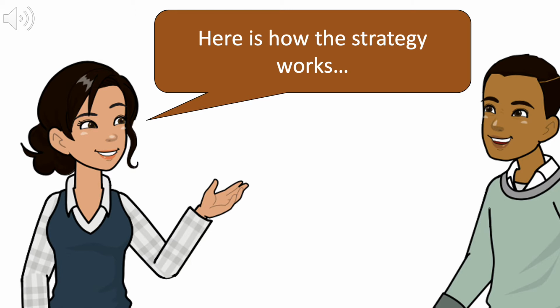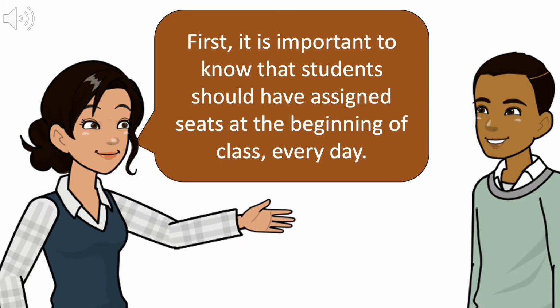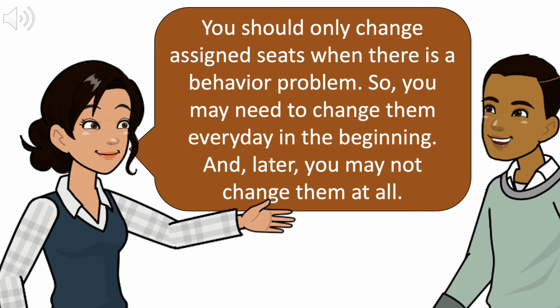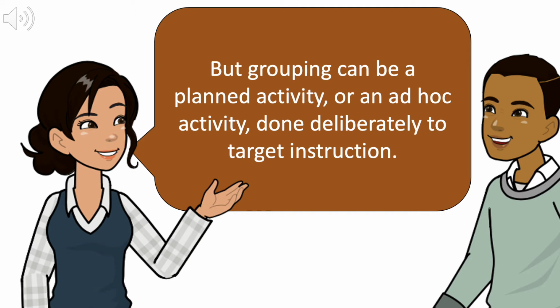Here is how the strategy works. First, it is important to know that students should have assigned seats at the beginning of class, every day. How often should I change their assigned seats? You should only change assigned seats when there is a behavior problem. So, you may need to change them every day in the beginning. And, later, you may not change them at all. But, grouping can be a planned activity, or an ad hoc activity, done deliberately to target instruction.